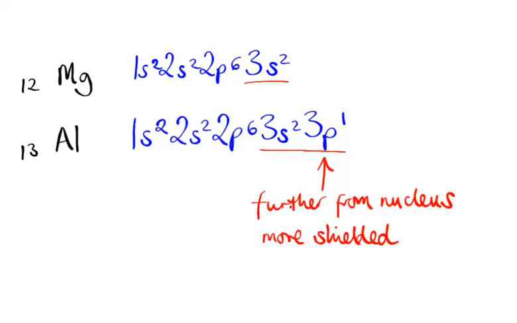We could also say more shielded from the nucleus. Therefore there's less attraction between the nucleus and the outer electron than we might expect. Therefore for aluminium the ionisation energy is a little bit lower than expected.